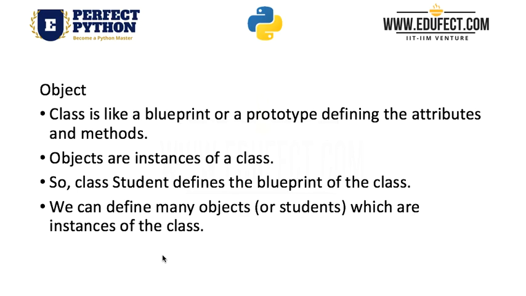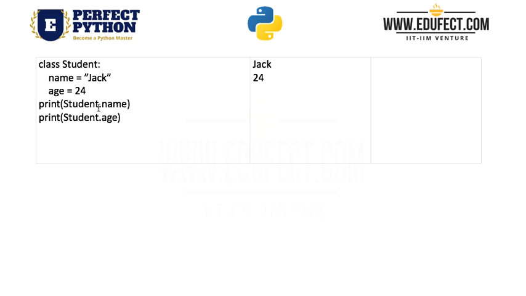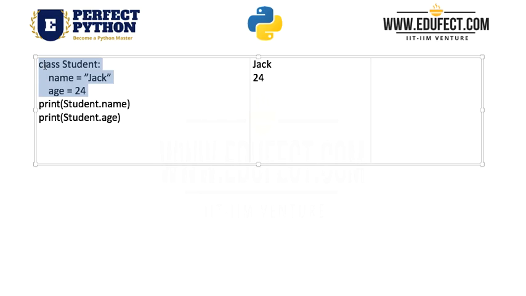Now what is an object? A class, like we saw, is like a blueprint or a prototype which defines the attributes and methods. Objects are instances of the class. Let's understand this in the context of the class student. The class student, which is this definition, defined the attributes of this class, which were name and age.